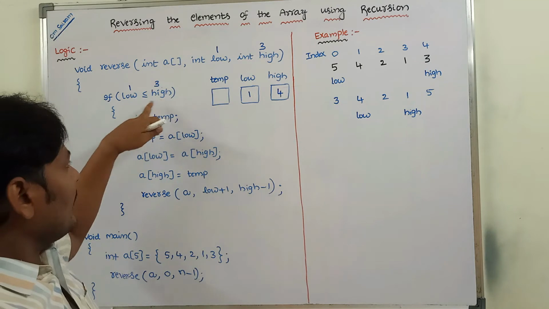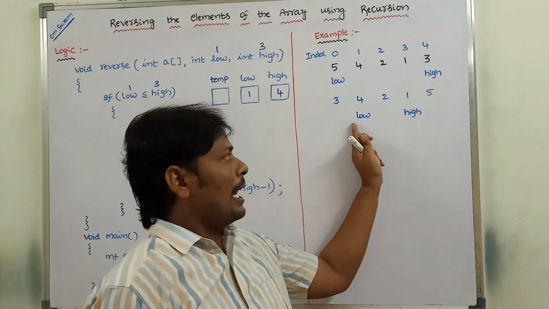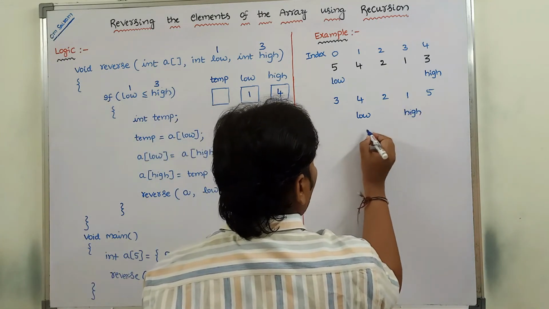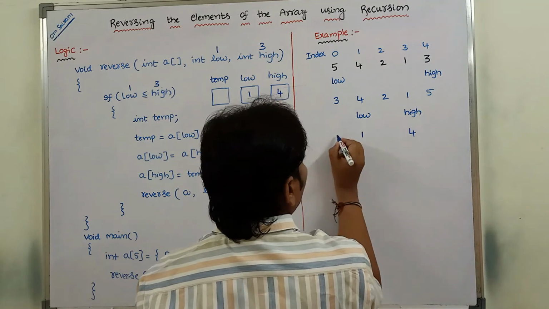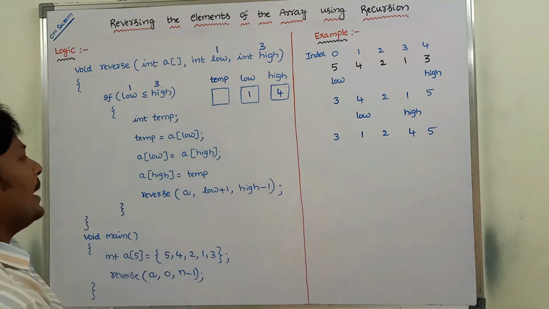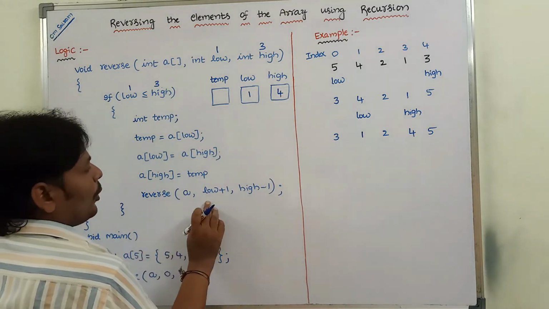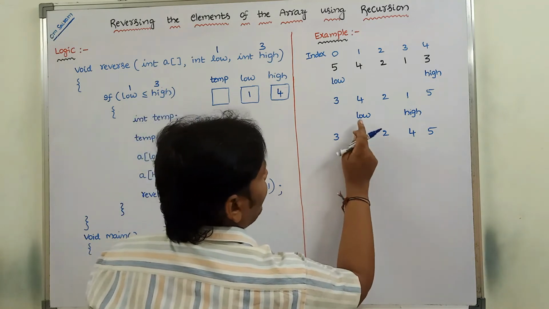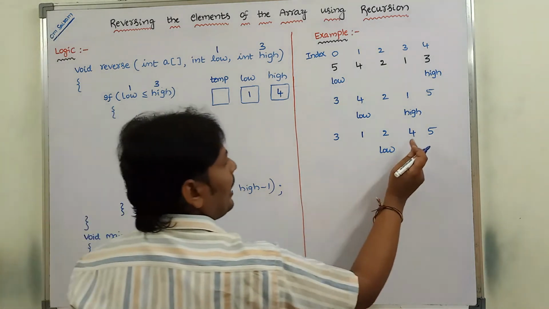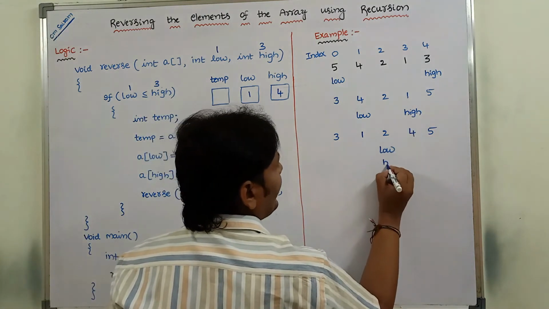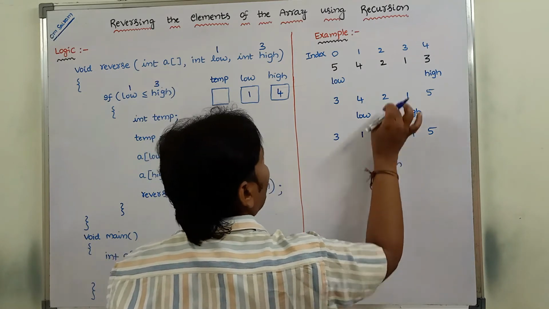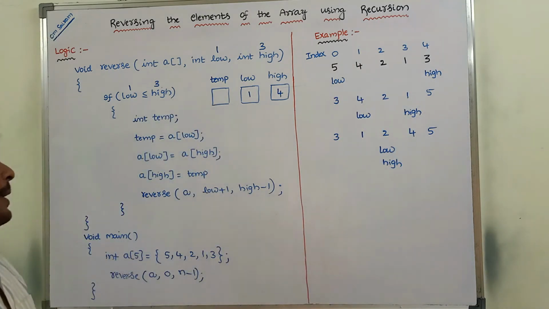So after completing this step, the low value and high value are swapped. So 1 is placed here, 4 is placed here, the remaining elements are the same. After completing this step, reverse A, low plus 1, the low value is incremented. Next, the high value is decremented here. So the low value and high value point to the same index.